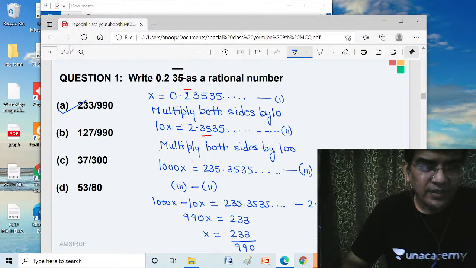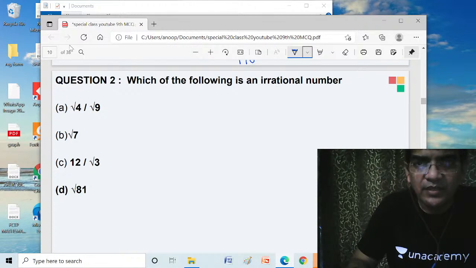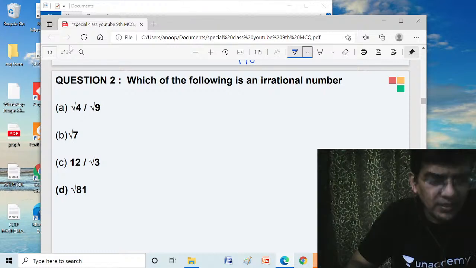Okay, now moving on to the next question. They say which of the following is an irrational number. Now I have to find which of the following is an irrational number. So let's check it out. Which one will be the irrational number? Can somebody comment it in the chat? If somebody knows the answer, can you comment it in the chat? Of these four, which one is an irrational number?